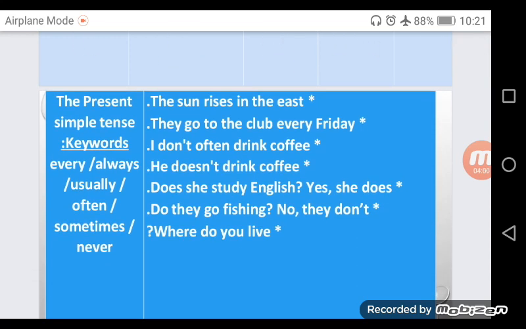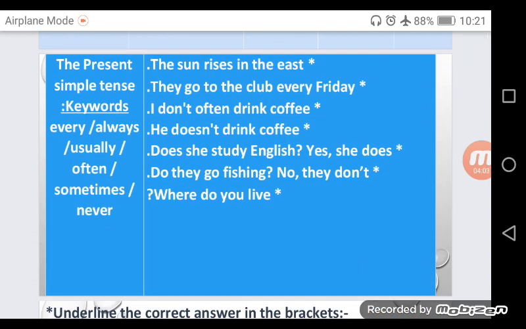Now let's move to another point. The present simple tense. I am going to read these examples. The sun rises in the east. They go to the club every Friday. I don't often drink coffee. He doesn't drink coffee. Does she study English? Yes, she does. Do they go fishing? No, they don't. Where do you live?